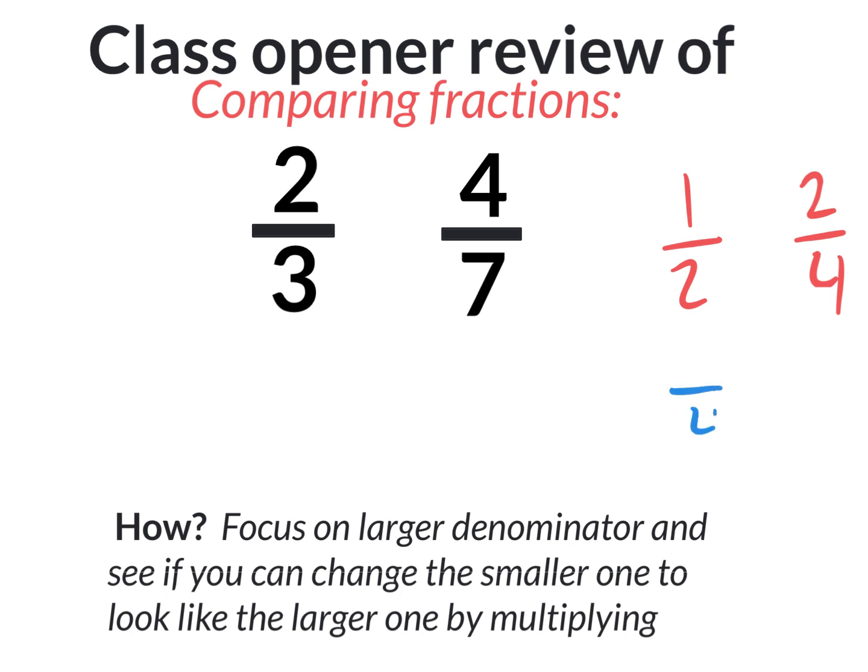So the common denominator would be 4 in this case, and you would say 2 times what will get me a 4? Well, 2 times 2 will get me a 4, and what I do to the bottom, I must do to the top, so you end up with 2/4.